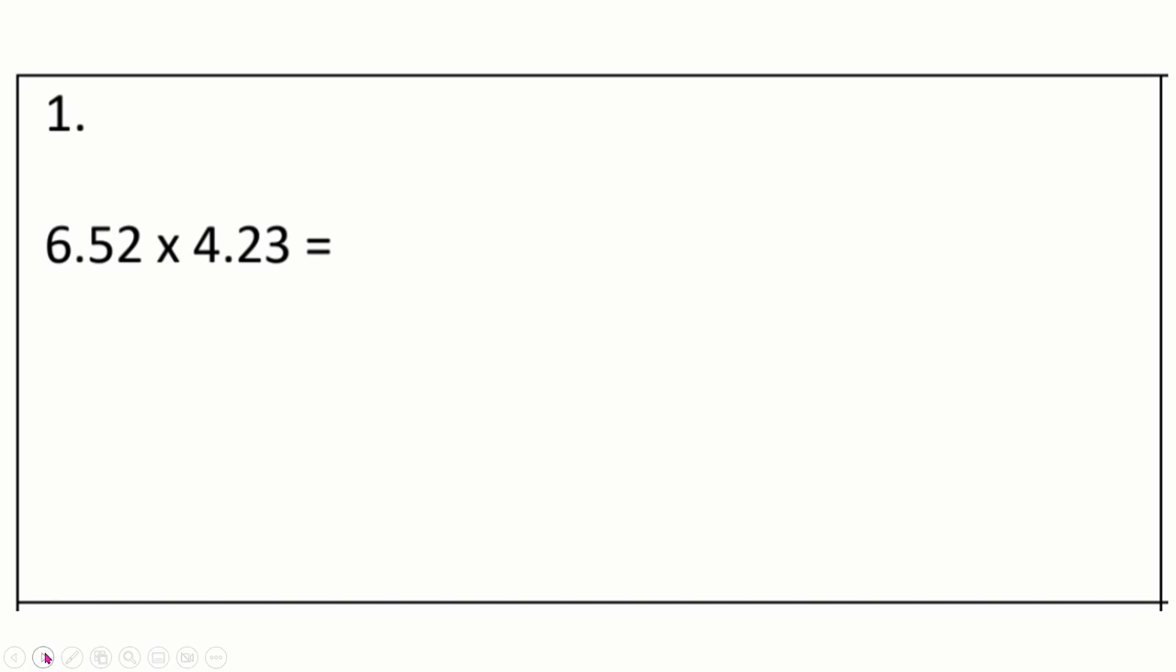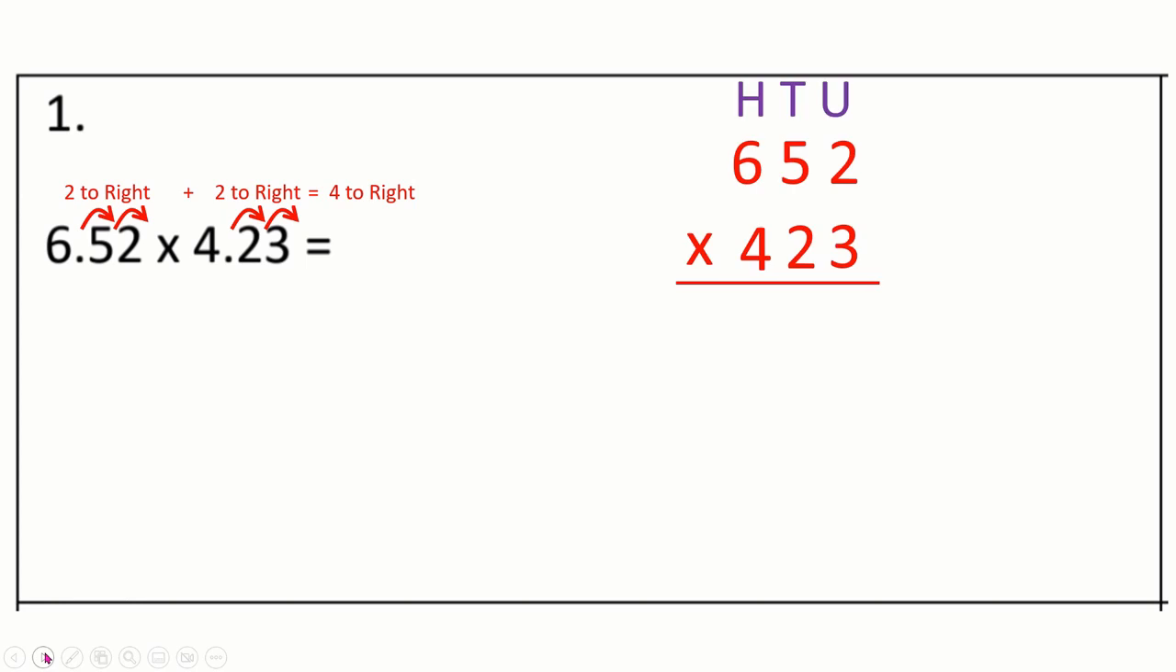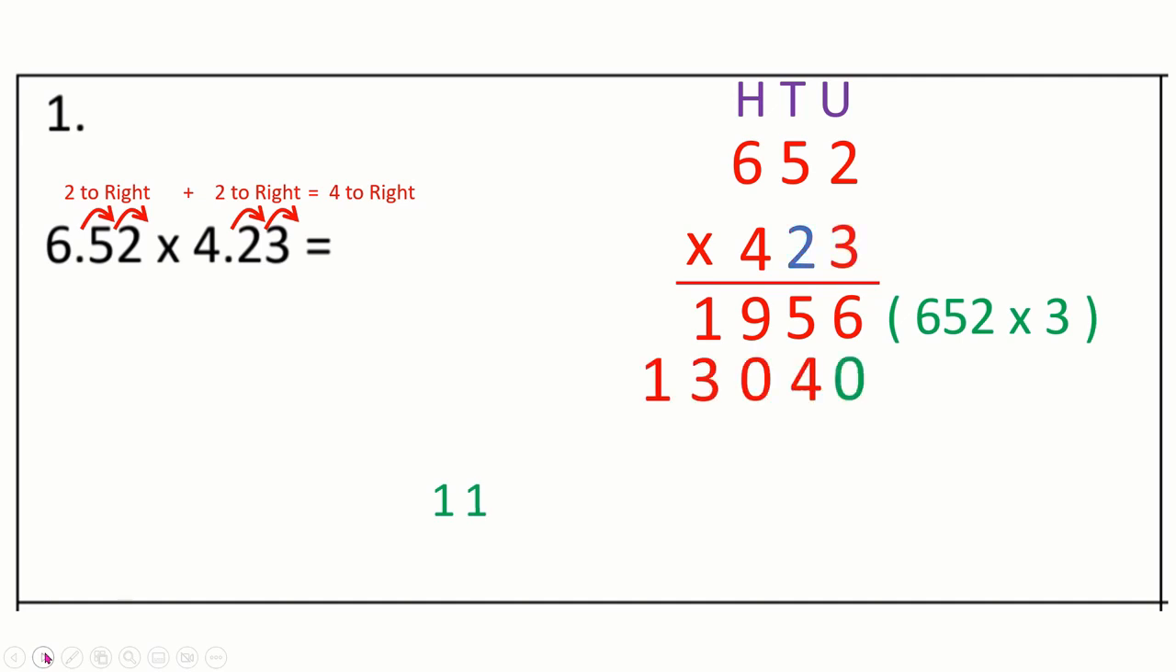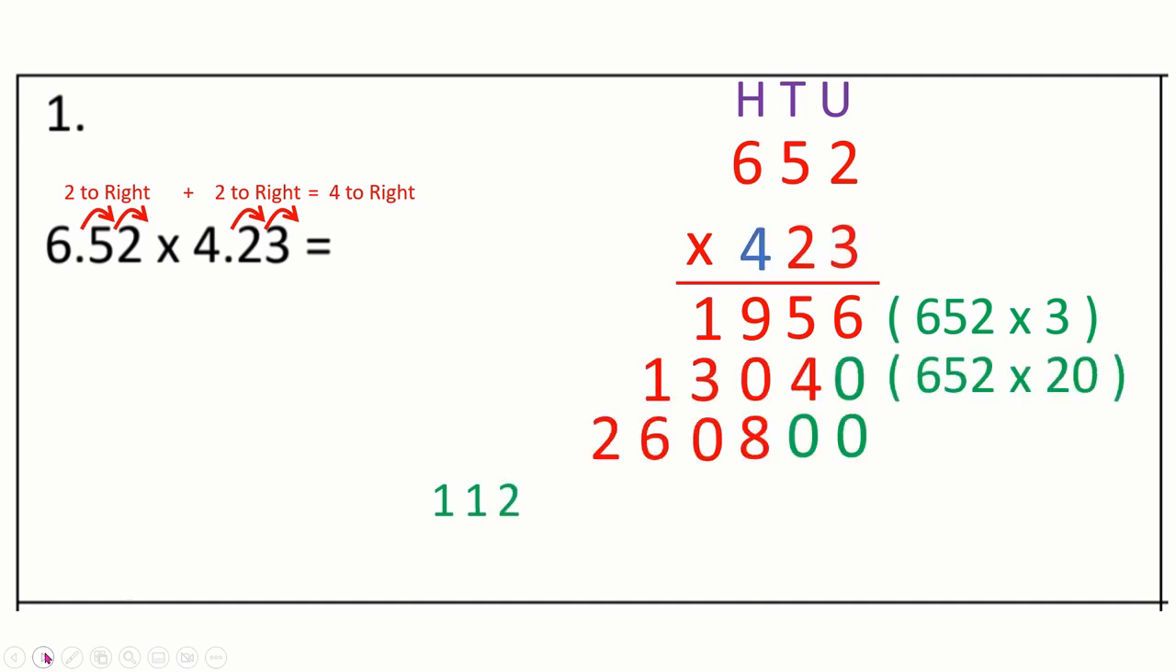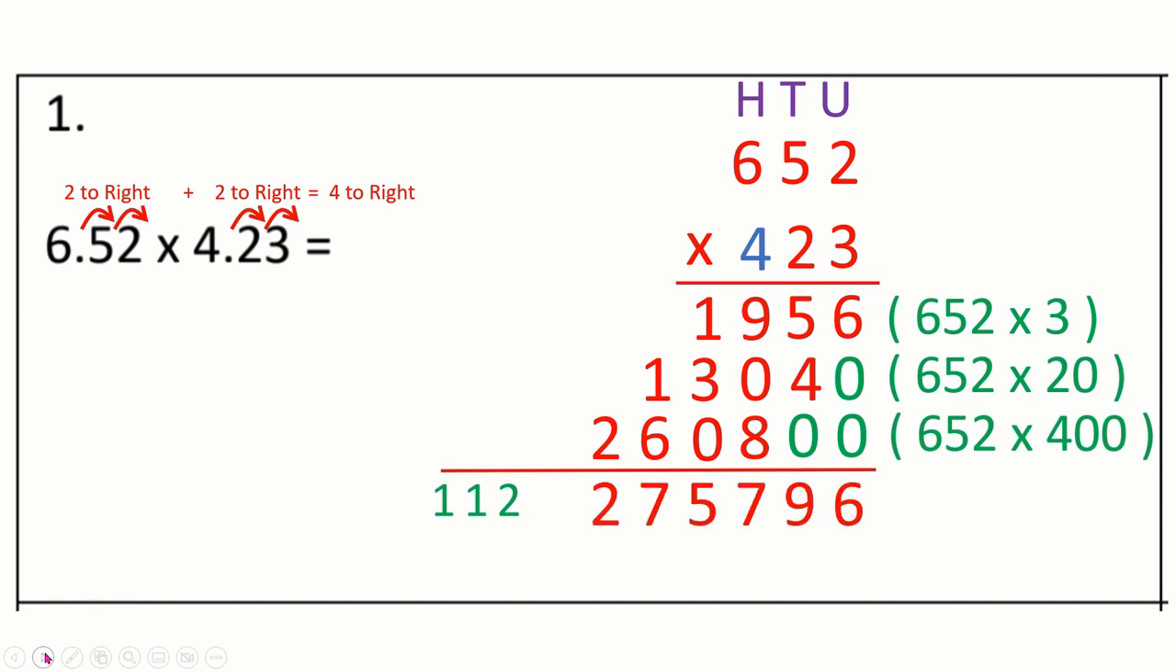So here's our first calculation, 6.52 multiplied by 4.23. So that becomes 2 to the right, 2 to the right, 4 to the right. So now this means that our calculation, we have made it 10,000 times bigger. And this is what it looks like, 652 multiplied by 423. So you calculate this in the normal way. Feel free to pause this tutorial at any point because I'm going to go through this very quickly and show you the answer to each line. So there's your first line, your second line, and your third line.